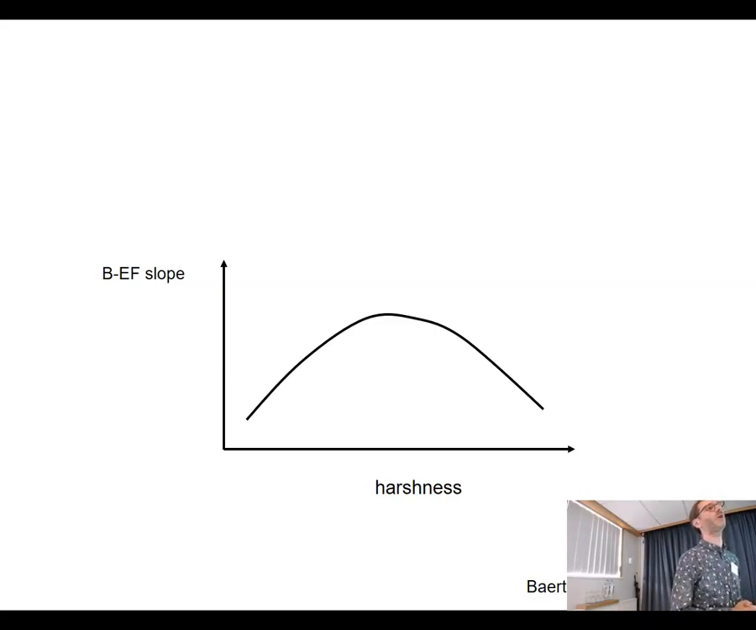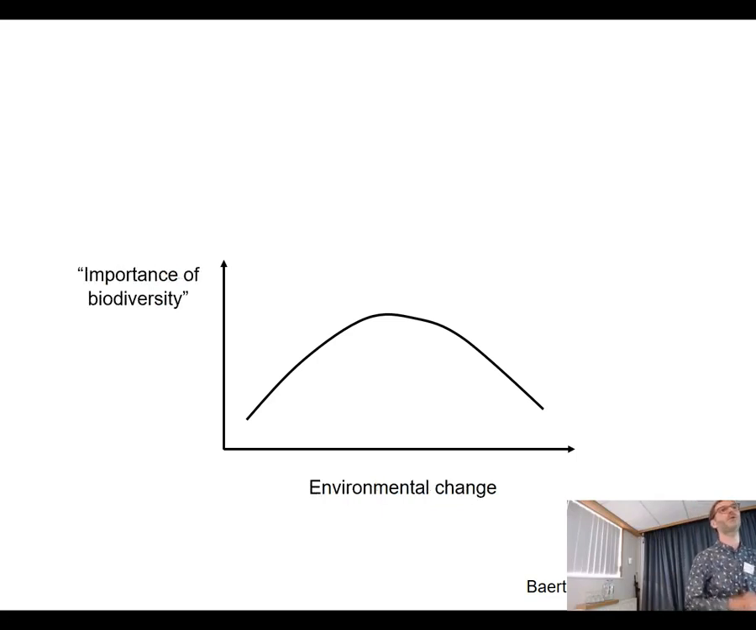Okay, again, seems quite theoretical, but there is quite an important implication, I would say, because if you put on this slide the BEF slope versus harshness, you could simply replace BEF slope by importance of biodiversity, because if the slope is big, then it means that losing a species has big consequences for function. If the slope is flat, then losing a species has smaller consequences for function. And harshness you could change by environmental change.